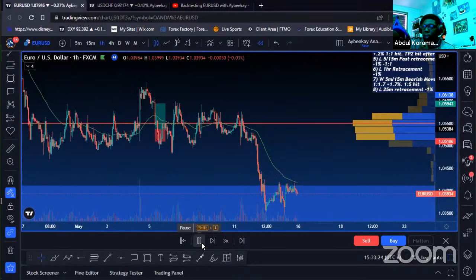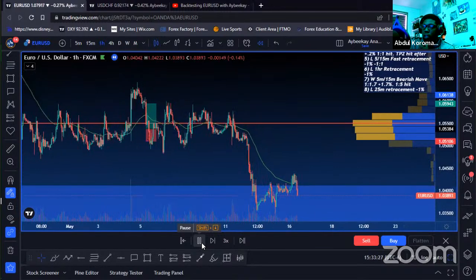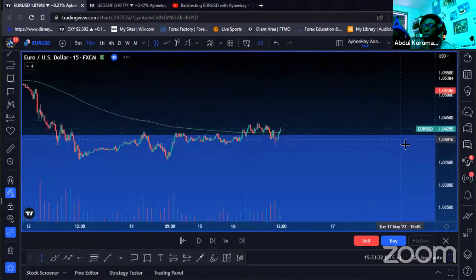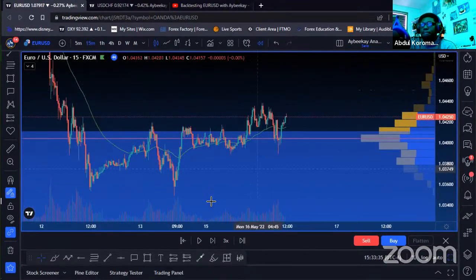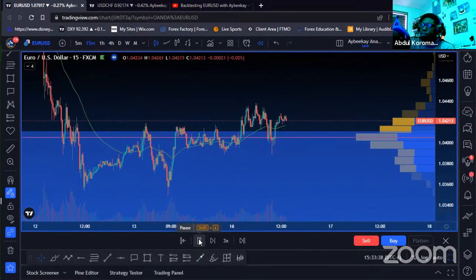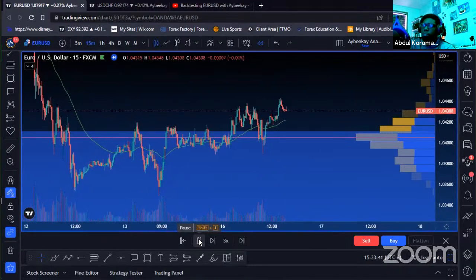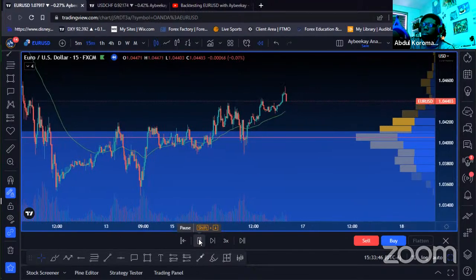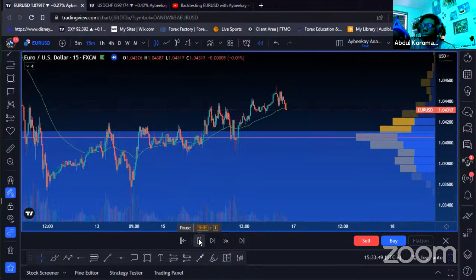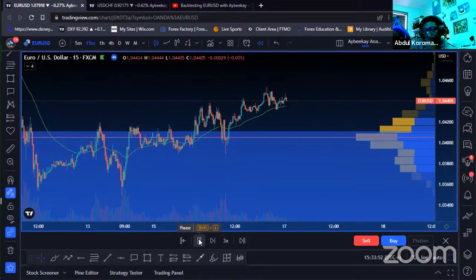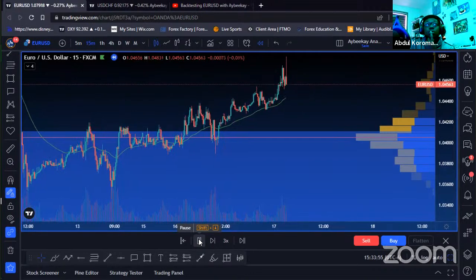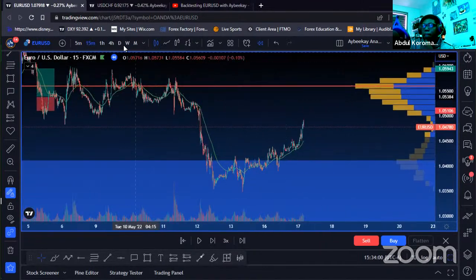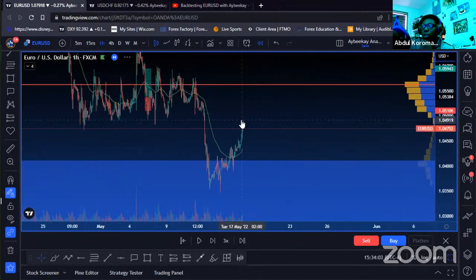Double bottom right there. Price go bullish. Okay, it is. Double bottom, price go bullish. When it's slow like this, it'd be boring. Okay. Oh, that's a 4 hour. I wanted the 1 hour.